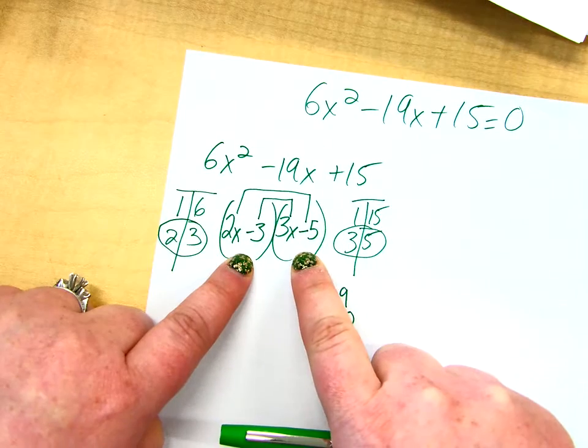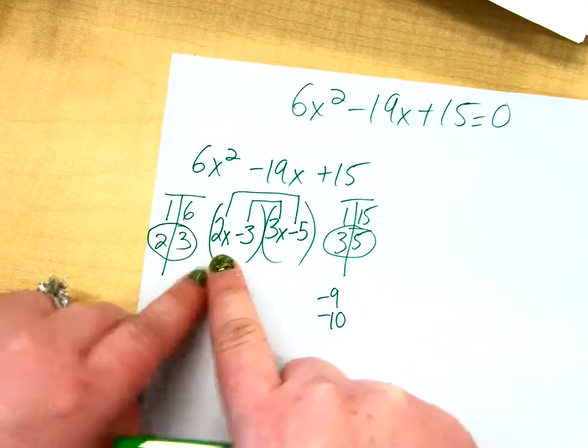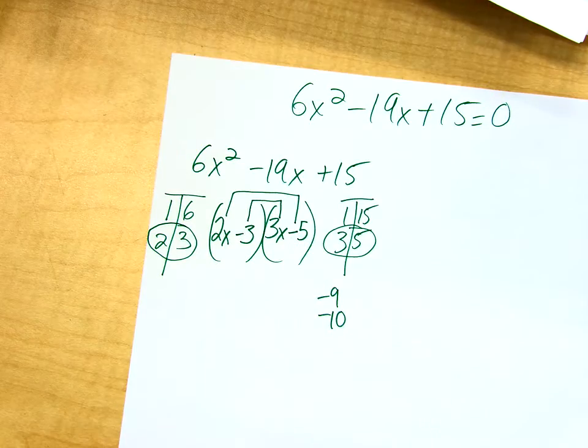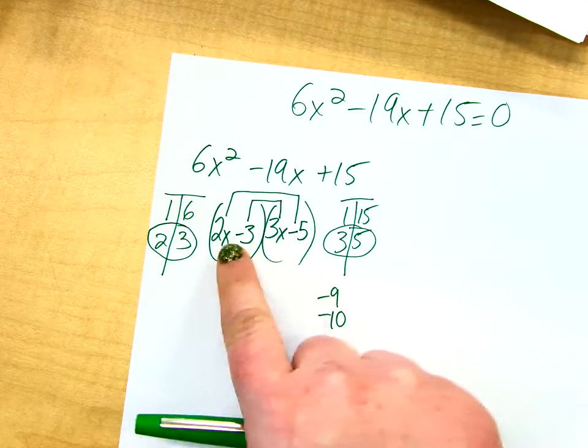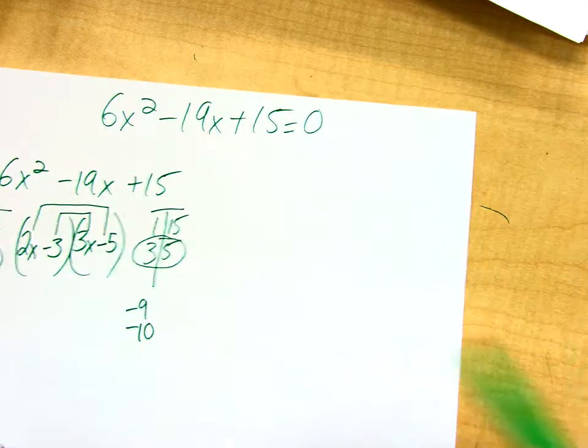You can always FOIL this back together to make sure that it's the right combo. Because if you had 2x minus 5 and 3x minus 3, that's not going to work. That's not going to FOIL back together to get you this. It has to be these two binomials. Okay? So there's guess and check.